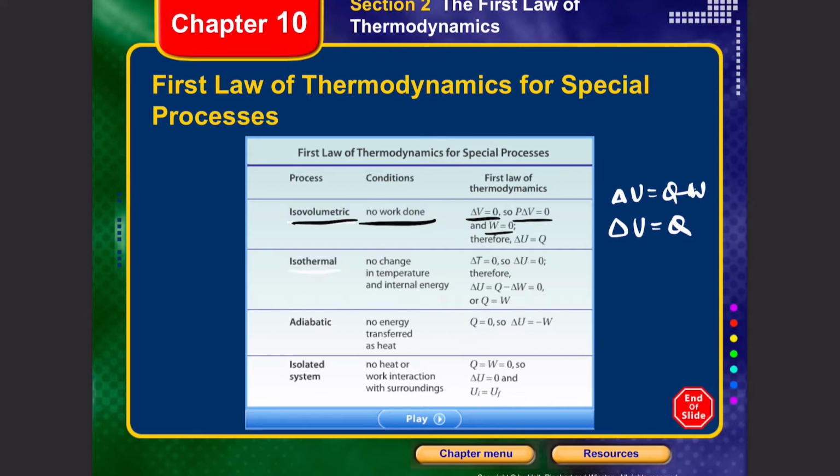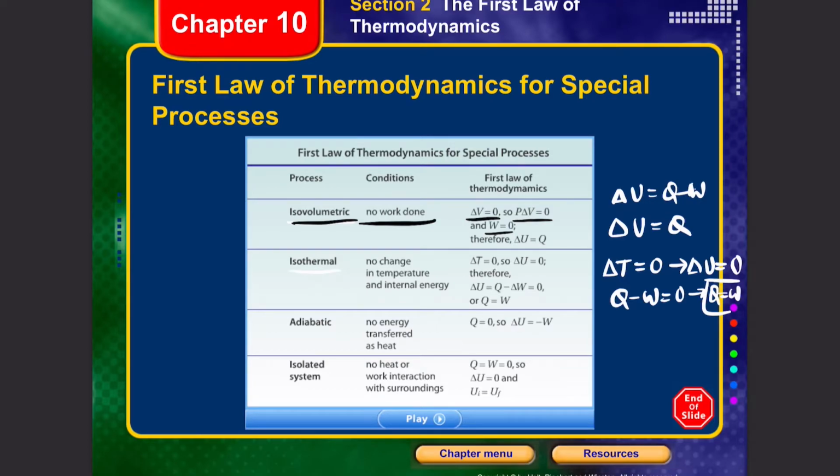Next, we have isothermal processes. In isothermal, the change in temperature is 0. If there is no change in temperature, the change in internal energy is 0. So from the formula, we can write that Q minus W equals 0, which means Q equals W. The work done is the heat transfer.